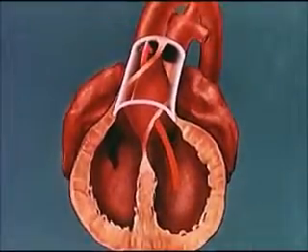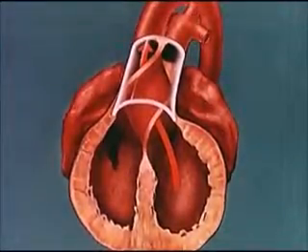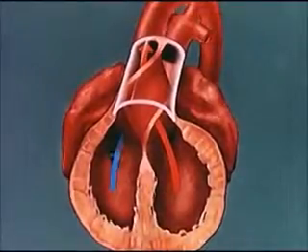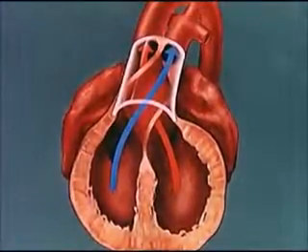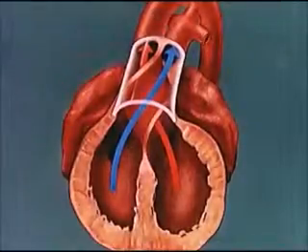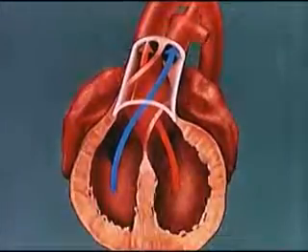Blood from the left ventricle enters the aorta, which passes to the right behind the pulmonary artery. Blood from the right ventricle enters the pulmonary artery, which passes in front of the aorta, turning posteriorly on the left side of the mediastinum.